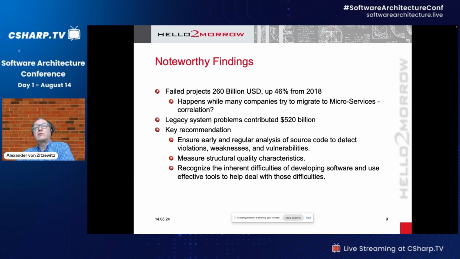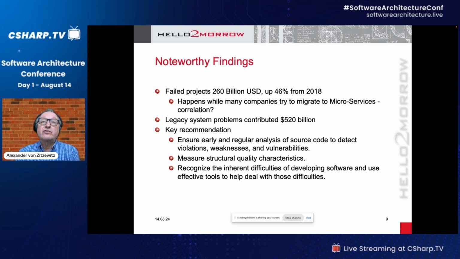What are the key recommendations from the report? One of them says, ensure early and regular analysis of source code to detect violations, weaknesses, and vulnerabilities. That is where you actually need tools. And very few people use tools for that. We're going to talk about some tools a little bit down the road here.